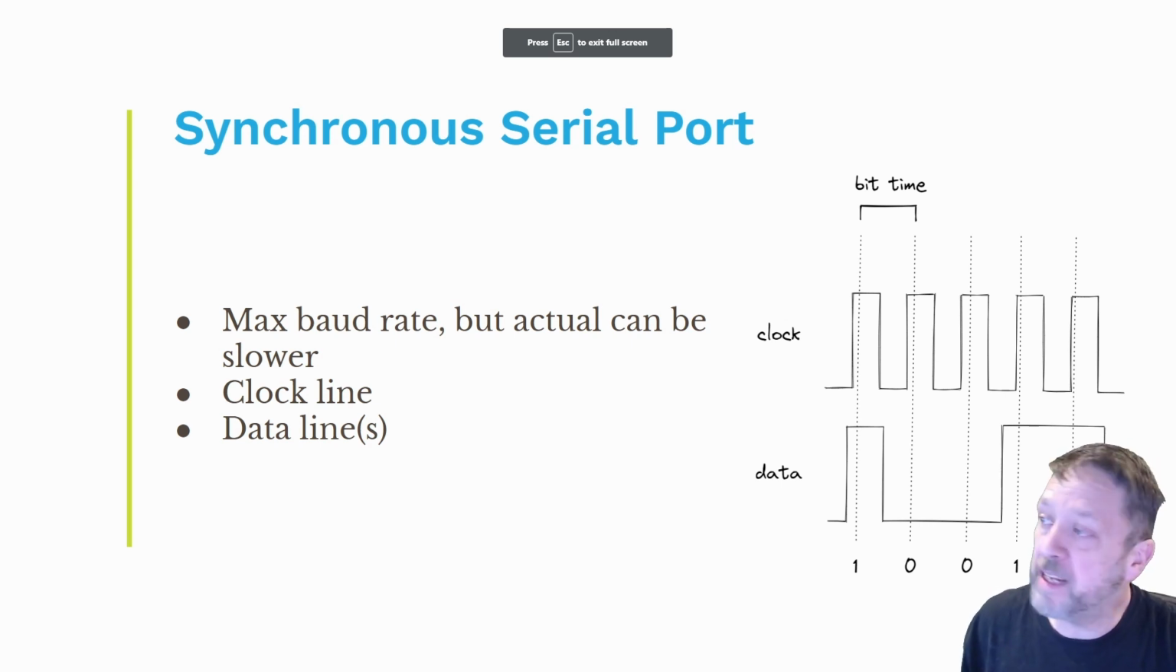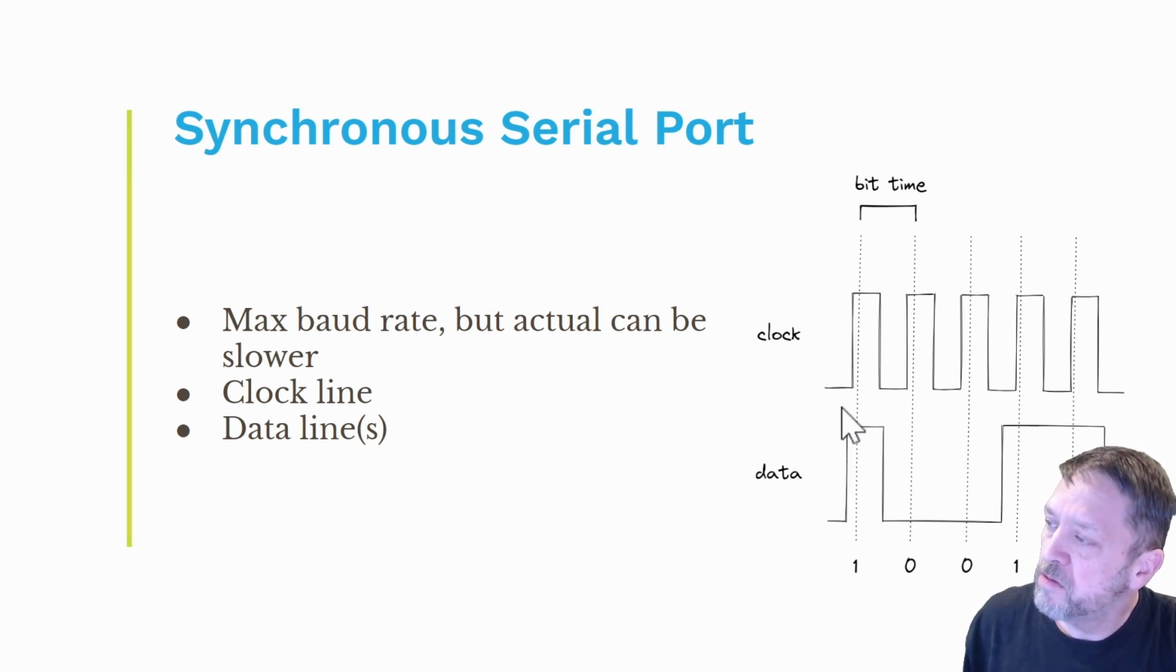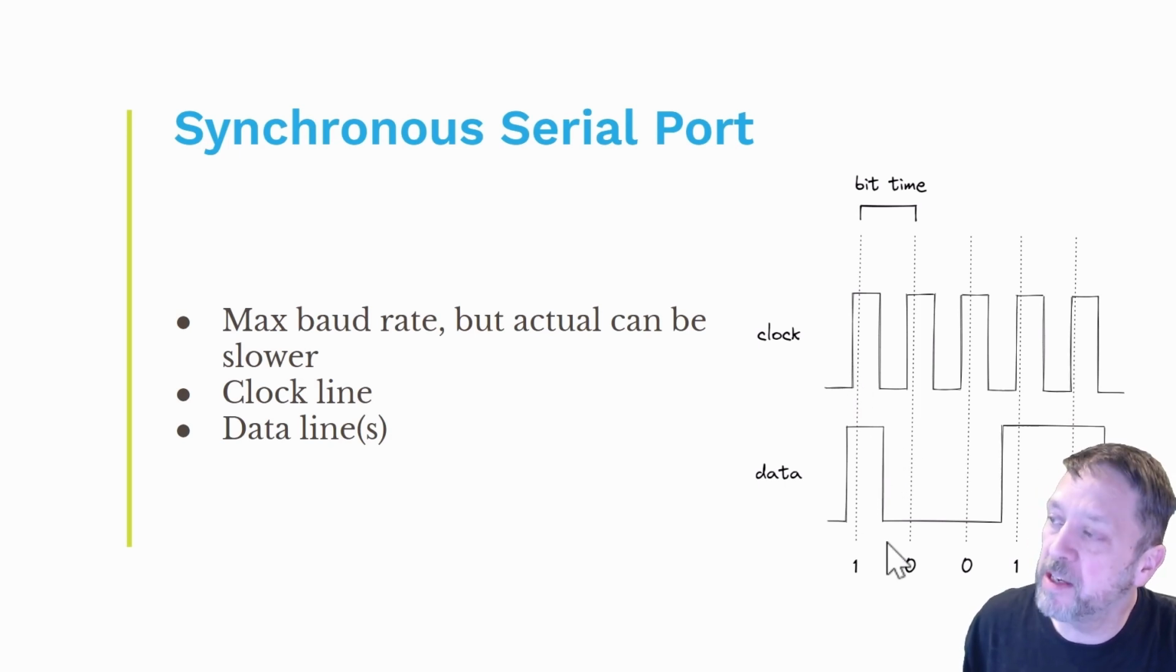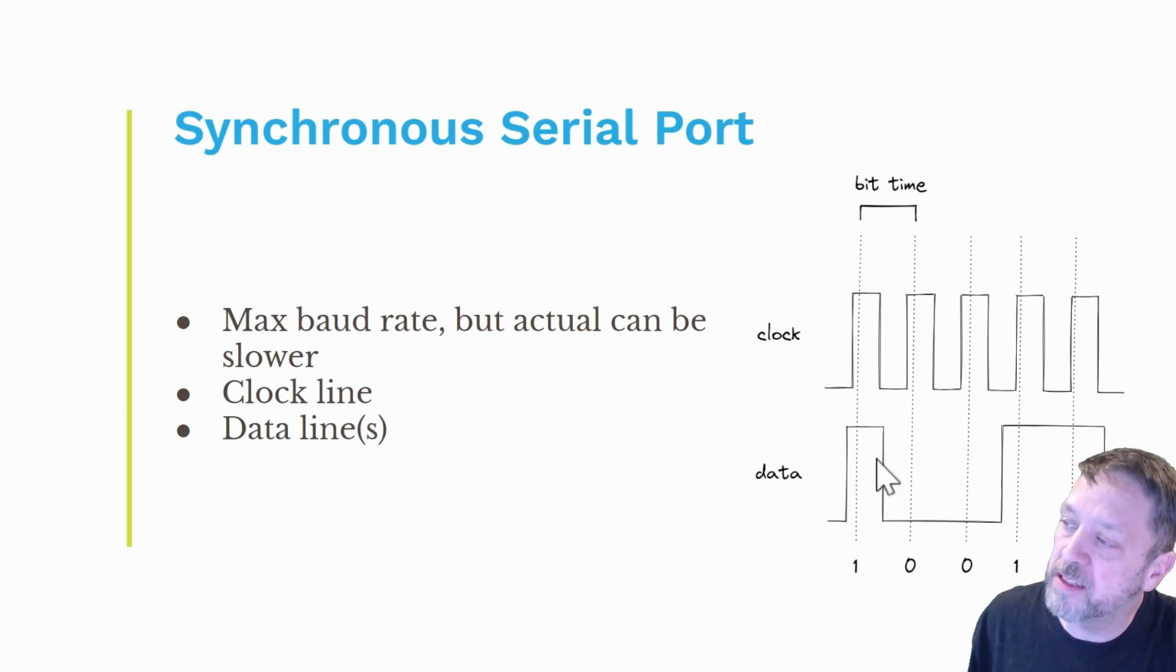You'll see that data. You can see in this example here, the data line goes up before the clock and comes down after. This is pretty typical because if you're writing this in software, you set the data line, then pulse the clock, then set the data line to the next data value.